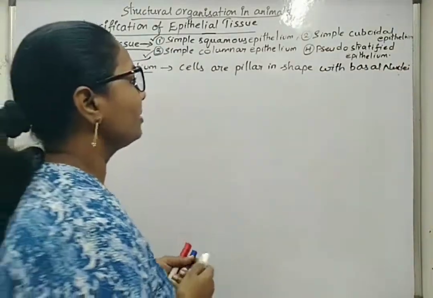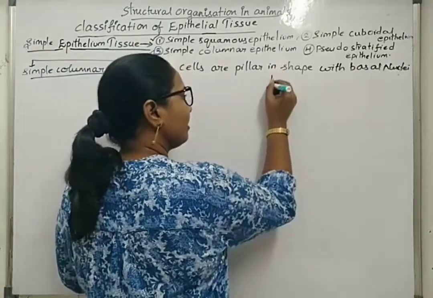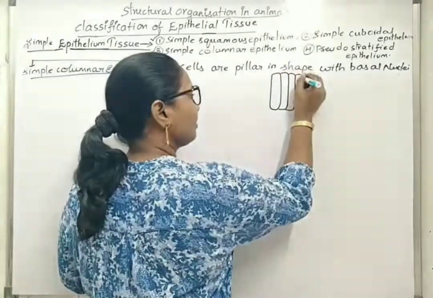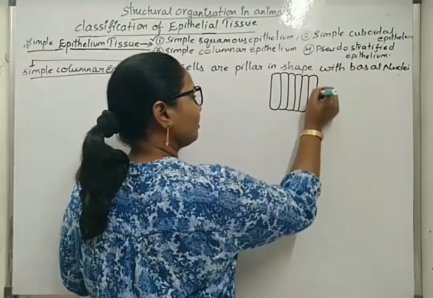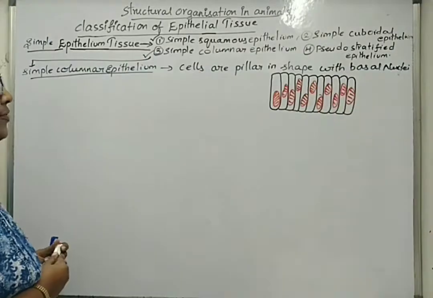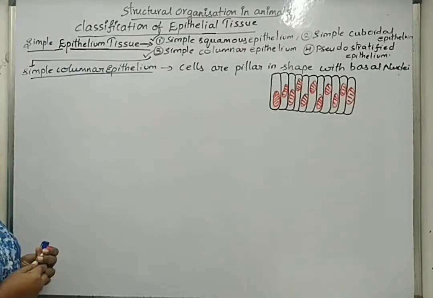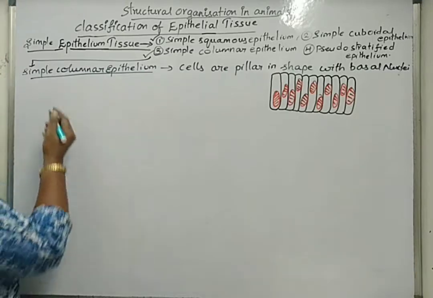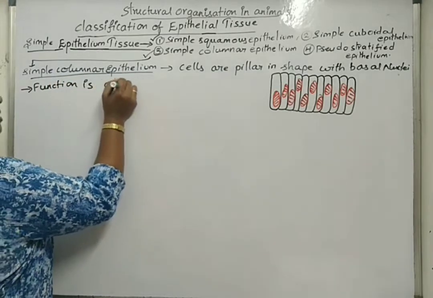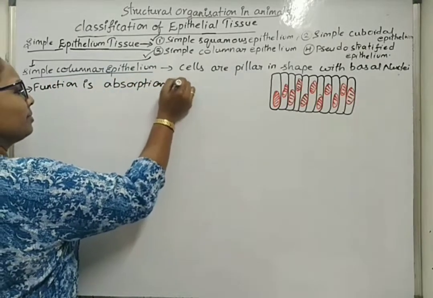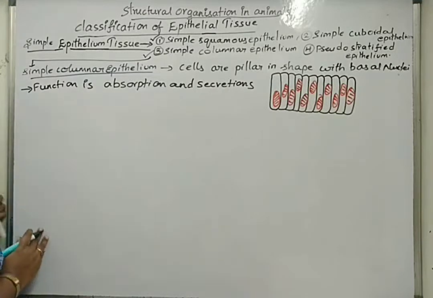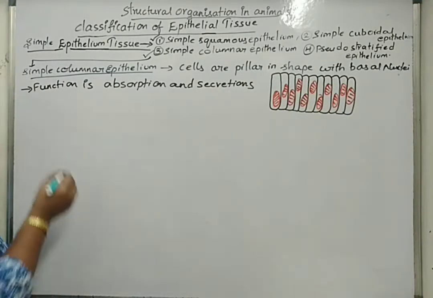If we draw the structure, how does it look? What is the function of this simple columnar epithelium? Its major function is absorption and secretion. There are different modifications of this simple columnar epithelium.